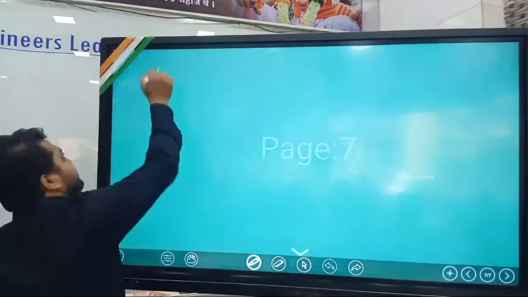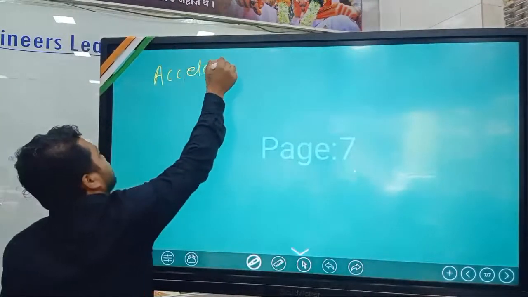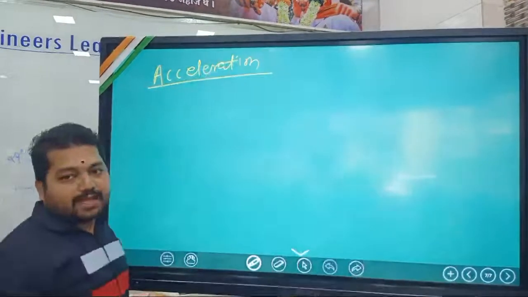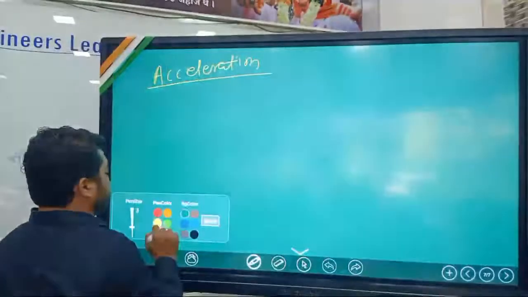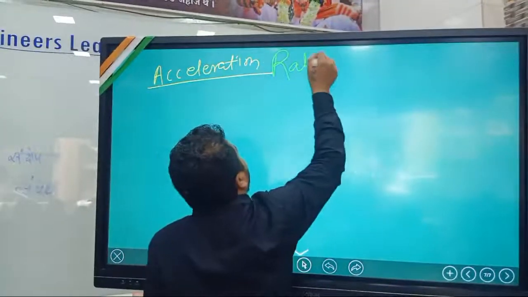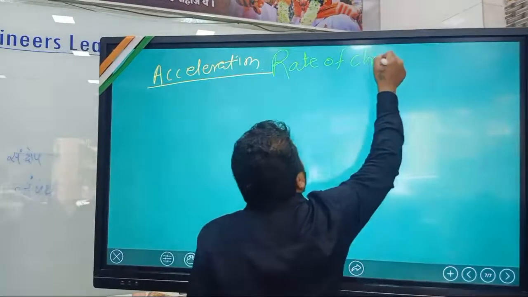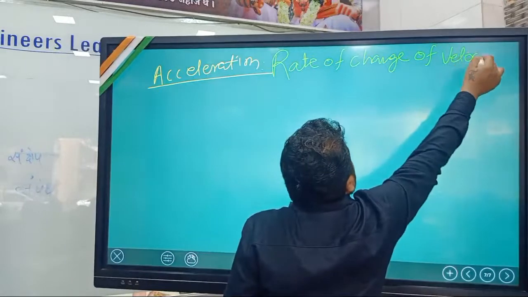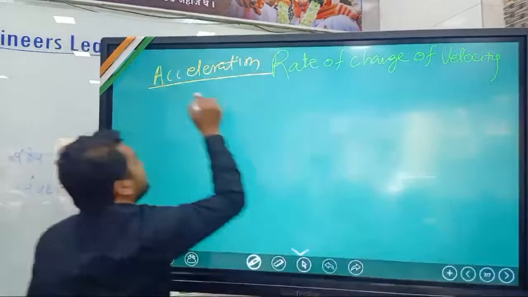Then next definition is acceleration. What is acceleration? Please pay attention, Naneshwari. What is acceleration? Rate of change of velocity with respect to time.